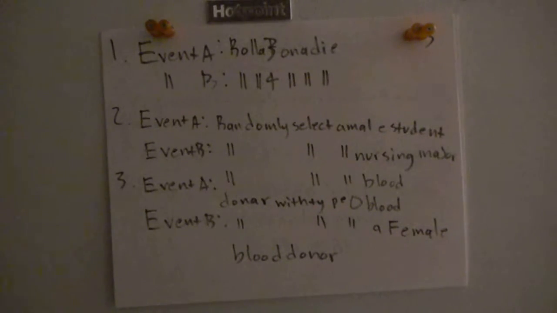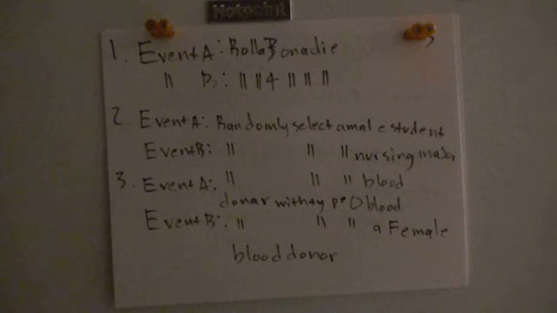In number 2, event A is randomly selecting a male student, and event B is randomly selecting a nursing major. These events are not mutually exclusive. They're conjoint because a male student can be a nursing major and vice versa. So if these were represented in a Venn diagram, there would be an intersection. Same thing would go for number 3.